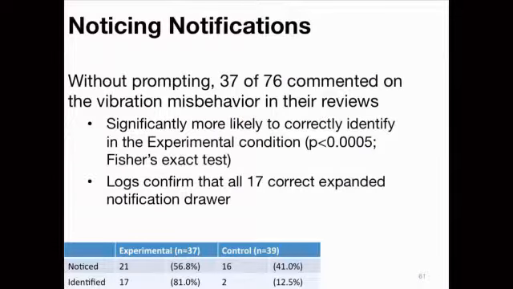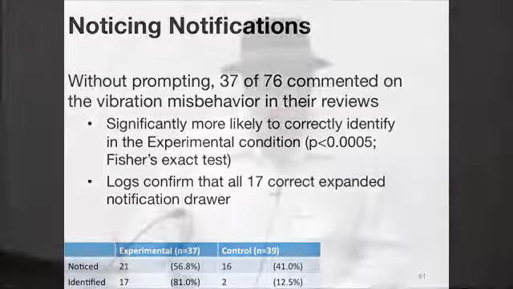So regarding the unprompted vibration, which was represented with a notification icon, we found that about half of them commented on the vibration in their reviews. So they noticed it. But the difference with regard to identifying a particular app was significantly different between the conditions. So 17 of the 21 who noticed it identified it, whereas only 2 of the 6 who noticed it in the control condition were able to identify it.